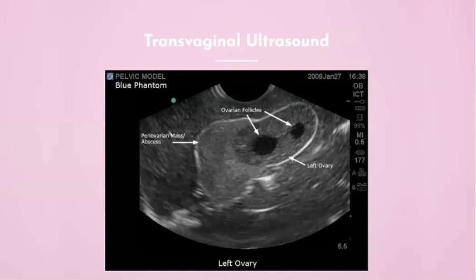So in this ultrasound image, we have the left ovary, and it looks about a healthy size. However, there is a mass on the left side of the left ovary. So at this point, AJ's gynecologist was concerned, so he referred her to an oncologist because all the signs are pointing to ovarian cancer.